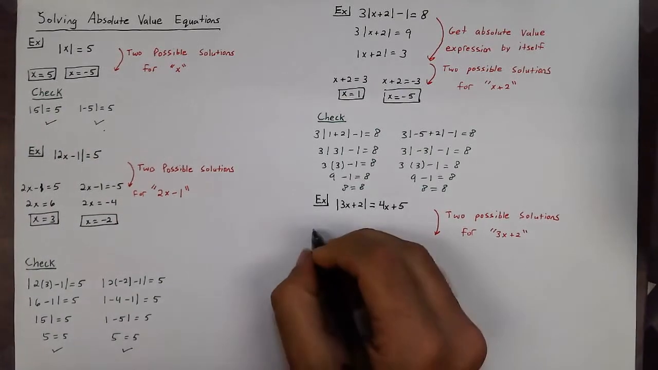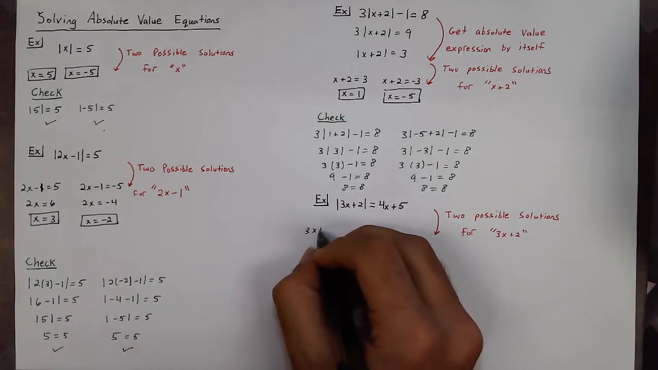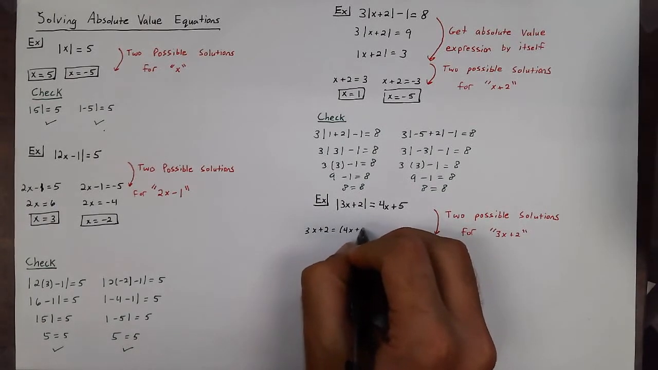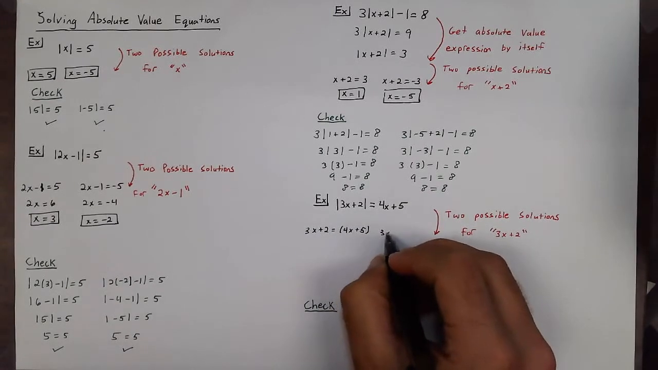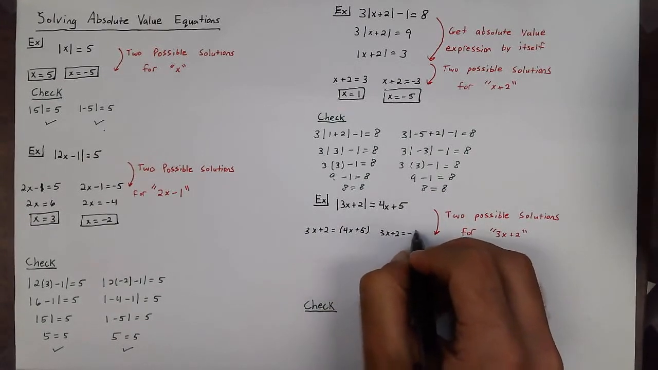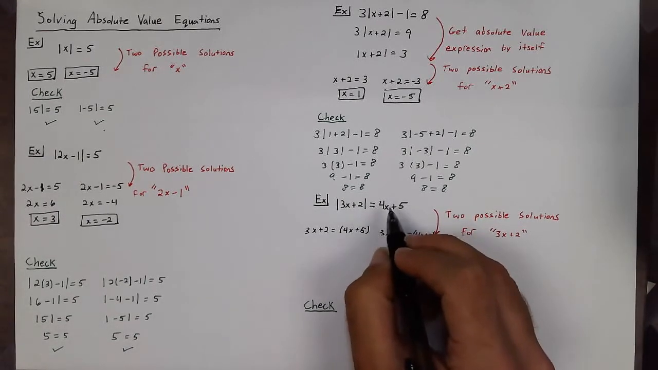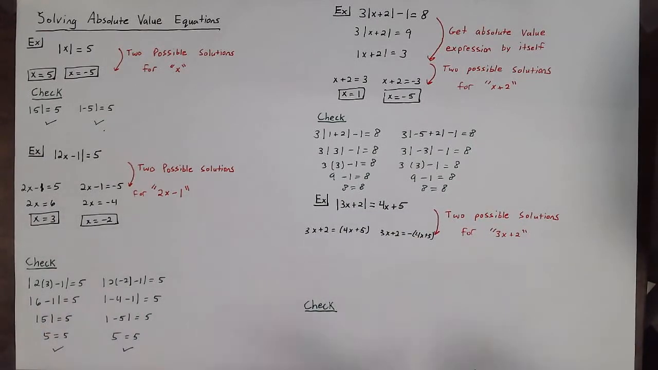We'll still put 3x plus 2, and it's going to equal a positive 4x plus 5, and 3x plus 2 will equal a negative 4x plus 5. So you treat the 4x plus 5 as a whole and look at both the positive and negative solution of it.